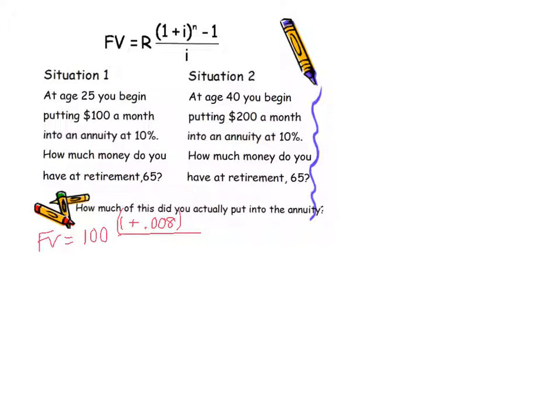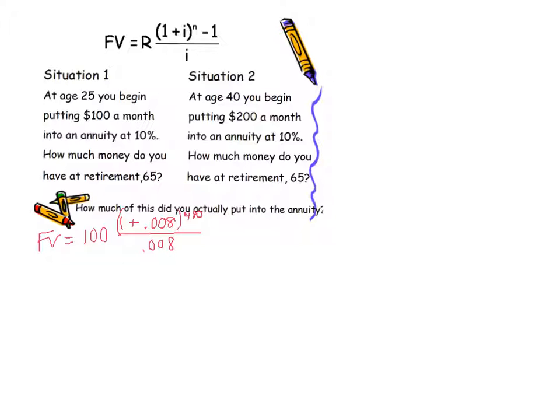N is the number of payments we're going to make. From the age 25 to the age 65, that'd be 40 years. Times 12 payments a year, I'm going to be making this payment 480 times. All over that 0.008.